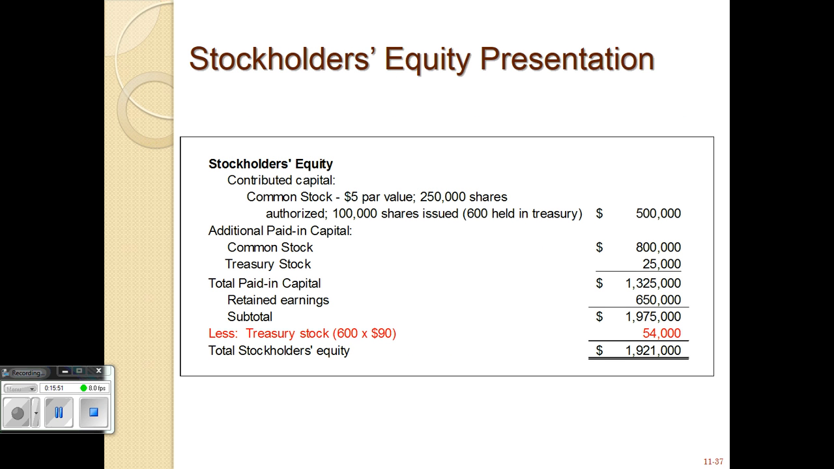And notice what will happen if we take a look at the stockholders' equity. At the very bottom, it's got less treasury stock, $90 a share. Usually, I've seen this further up in the stockholders' equity section of the balance sheet. In fact, it's usually right, in this case, under common stock, but someplace in there they'll tell you how many treasury shares they own.